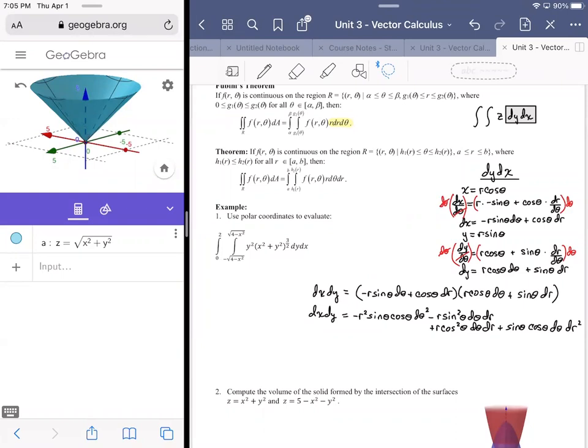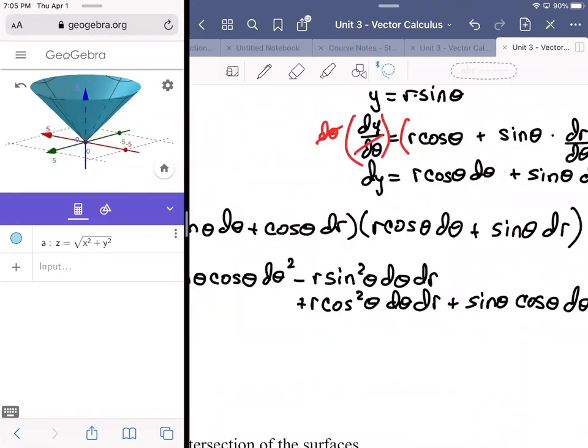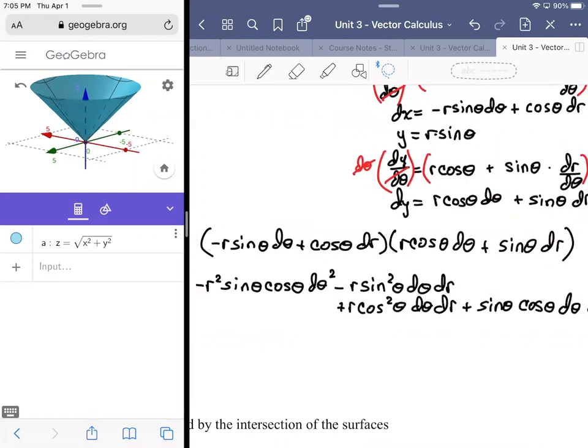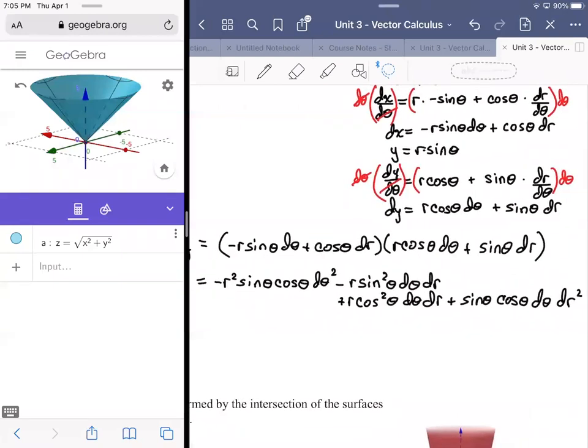All right, so the middle terms, if you look at those, we could put the middle terms together. They have a common r dr d theta, or d theta dr. So that's what I'm going to do here. I'll write it as r dr d theta. That's going to leave us with negative sine squared theta plus cosine squared theta.